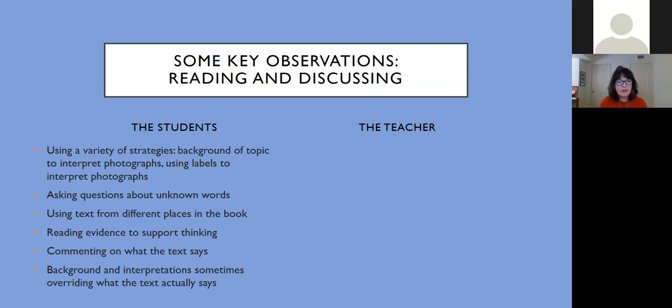And they ask questions about unknown words and they are using text again from different places in the book. They are attempting to ground their thinking in the text, but sometimes that background and their interpretations are overriding what the text says. It's an interesting thing because these are kids who think really big, but sometimes we do have to make sure that they're registering what's happening within the text itself.